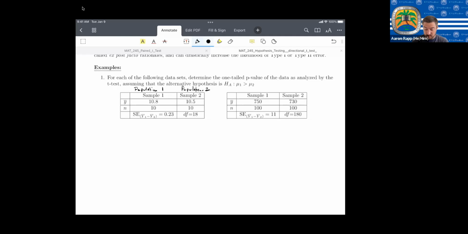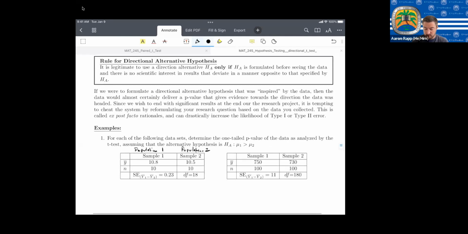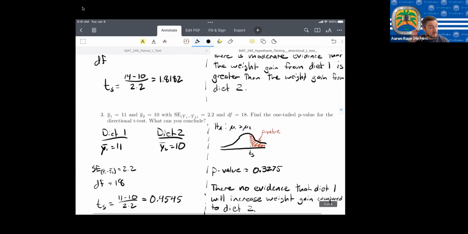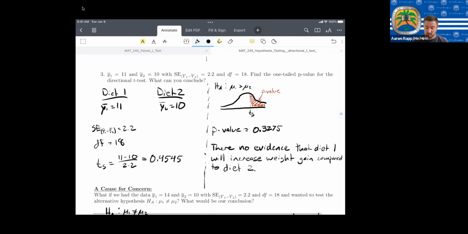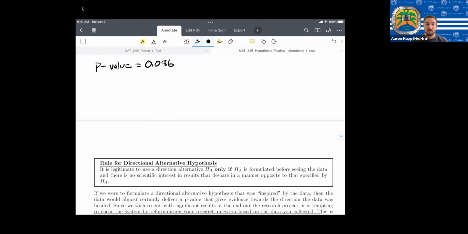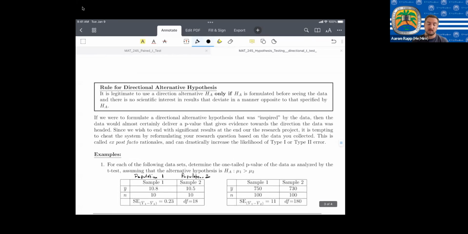As Janae was talking about, the only difference compared to a non-directional, or two-tailed, t-test is that I only consider a p-value from one tail of my t-distribution, not both. That's why we have to be careful, because whenever we use a directional alternative hypothesis, we're naturally cutting the p-value in half from the non-directional case.